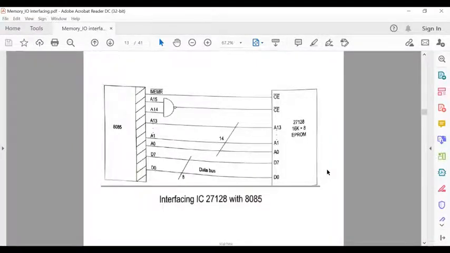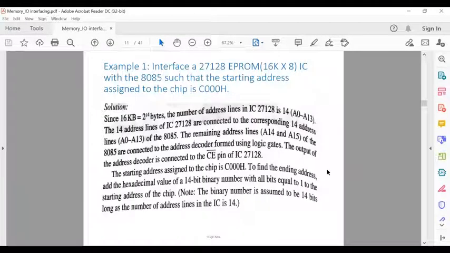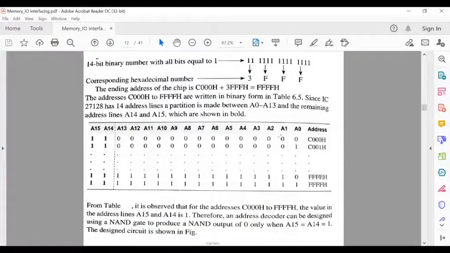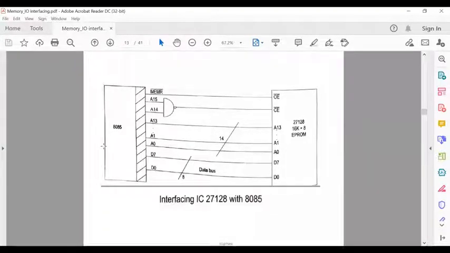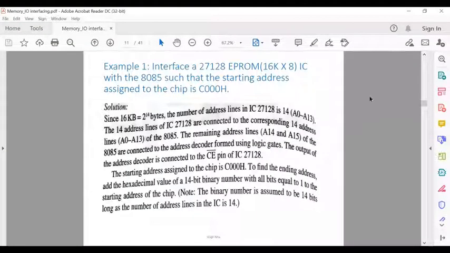No, sir, clear. So in your exam, if a statement is given like interface 27128 EPROM whose size is 16K cross 8 IC with the 8085 such that the starting address assigned to the chip is this one, you have to consider this memory mapping table so that you can calculate the ending address if the starting address is given, or if the ending address is given, then calculate the starting address using this memory mapping diagram. You don't need to write these types of things. You just draw this memory mapping table, then draw this diagram from the memory mapping table, and you will get full marks. Nothing else needs to be written after that.